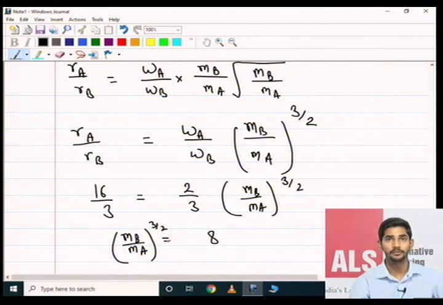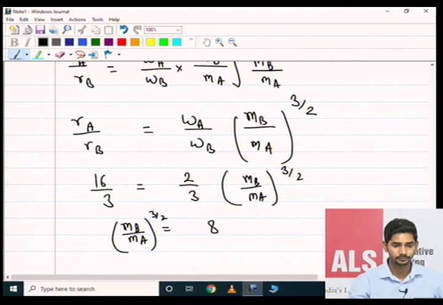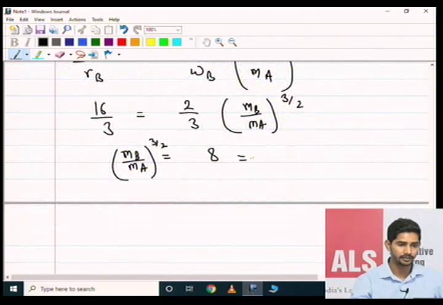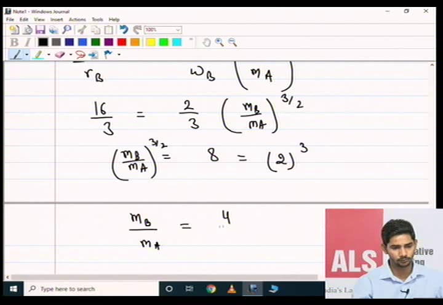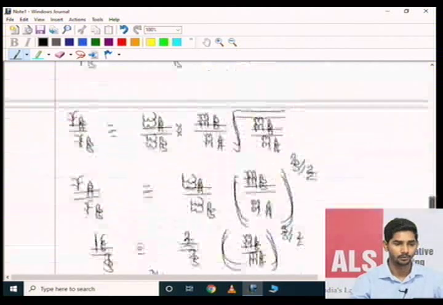Now this one you have to solve. I can write it like this: 2 to the power 3. So when you solve it, you will get MB upon MA is equal to 4 upon 1. So I guess, which option is 4 upon 1? Option B. Okay. Copy, please.